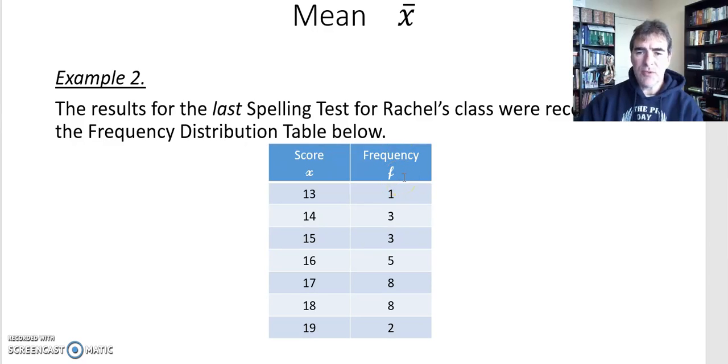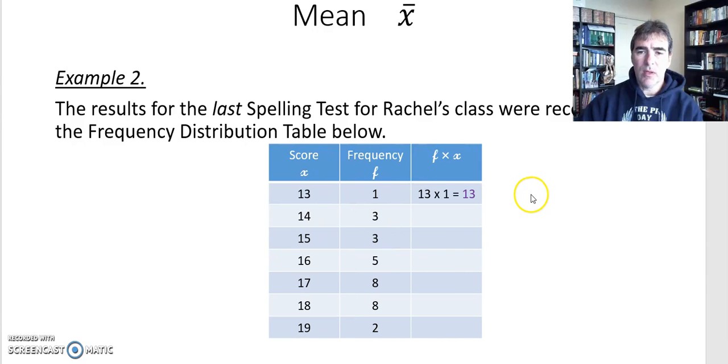And what we're going to do is introduce an extra column into our table. We're going to call that our frequency times our score column. So what that means is we take our frequency of 1 and our score of 13, and we times them together and we get 13. So that tells us that that one person who scored 13 has got a total of 13. So we'll do that for our second part. We've got a score of 14 and 3 people got that. So 14 lots of 3 means those 3 people got a total of 42.